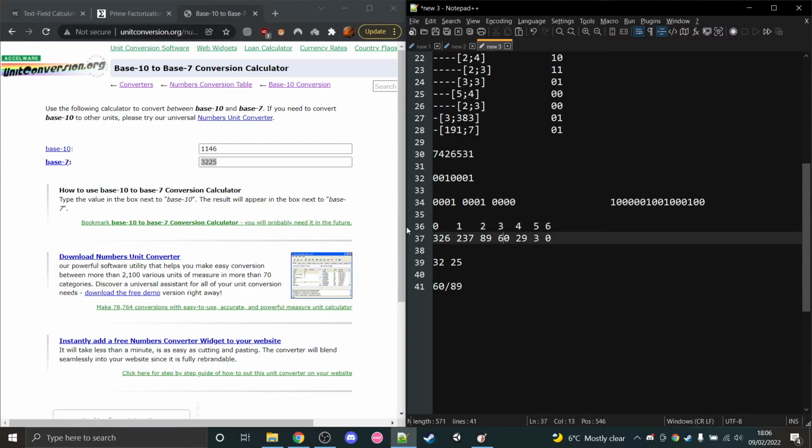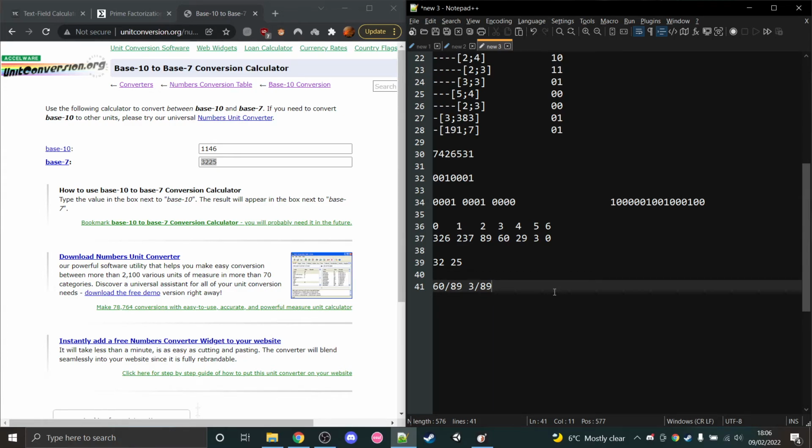We assign these in order, minus 1, so we take number 3. Number 3 is 60, and we put it over 2. Number 2 is number 89. And then we take number 2, which is 89, and put it over 5, which is 3. Rearrange this so that the smallest number is on top.